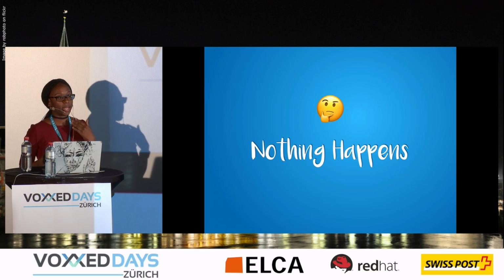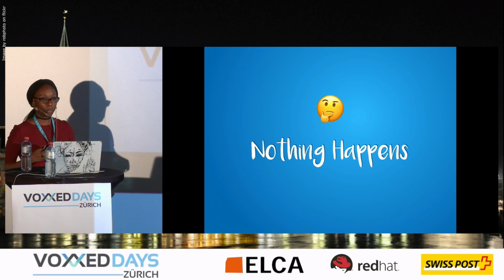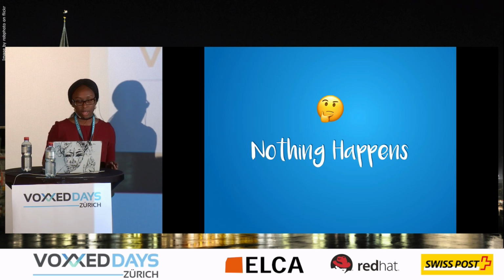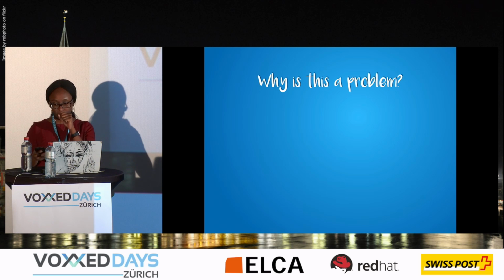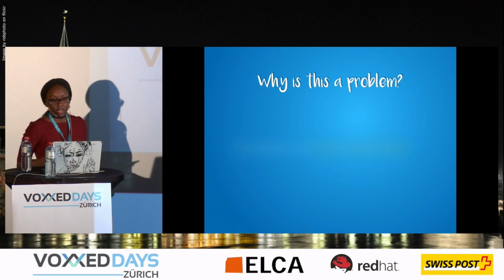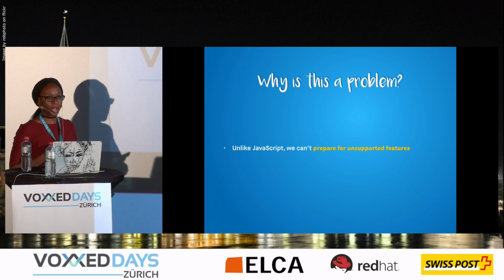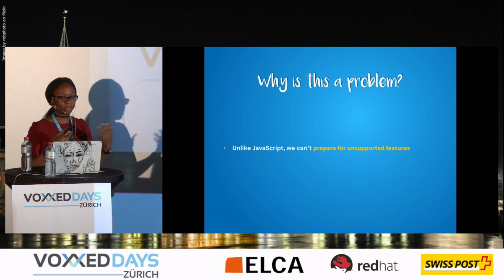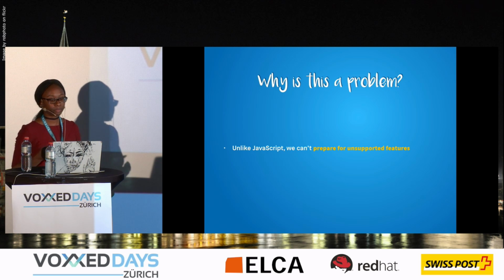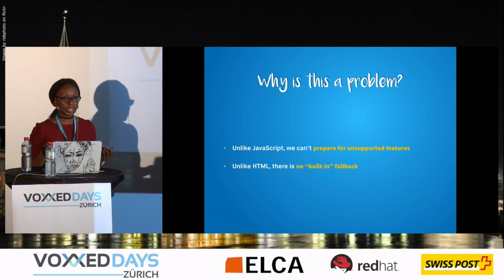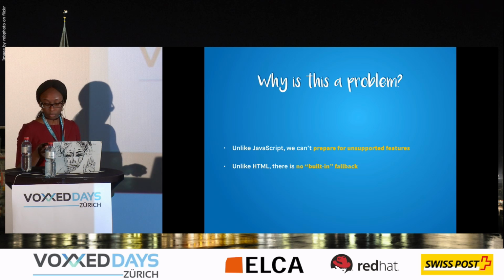So nothing happens. We don't get any error messages like we might in JavaScript. There's nothing breaking, and we don't have any built-in fallbacks or anything like that. Just nothing happens. So why is this a problem? Unlike JavaScript, we can't really prepare for unsupported features in the same way as polyfilling. We can't say, if this isn't supported, then add this polyfill so we can still have the same functionality. And unlike HTML, there's no built-in fallback the way it works in markup.